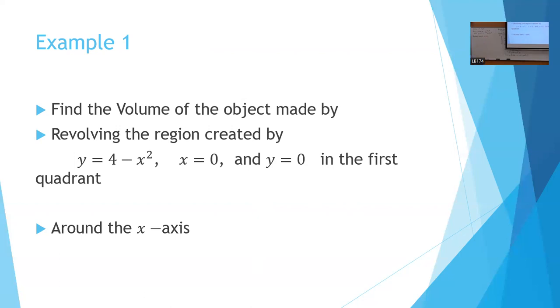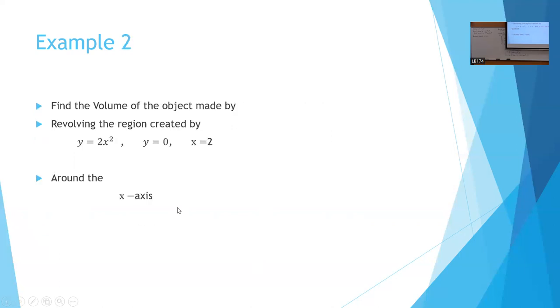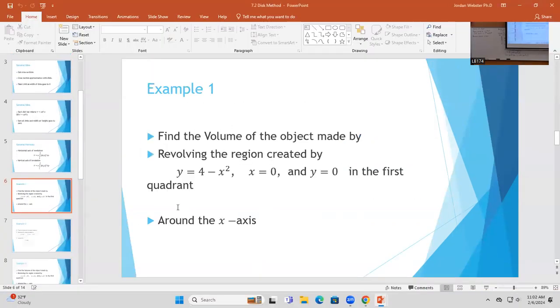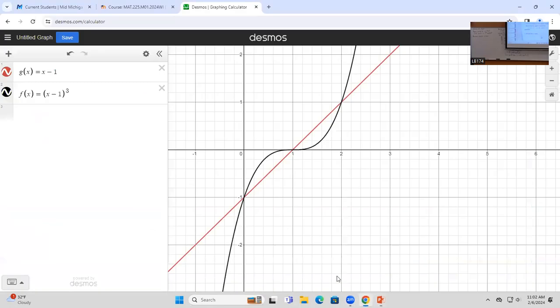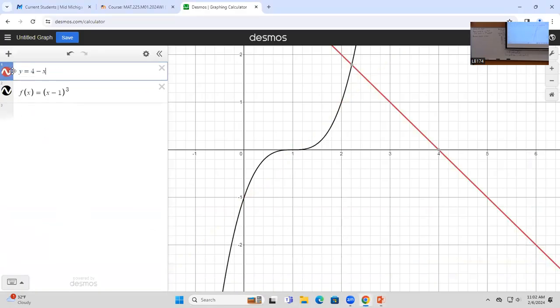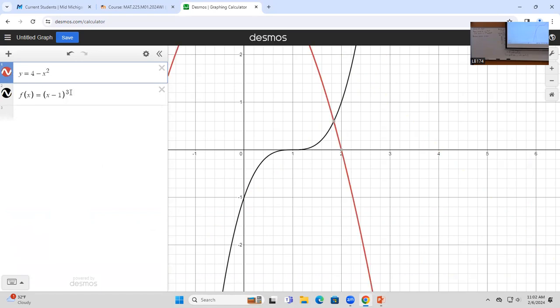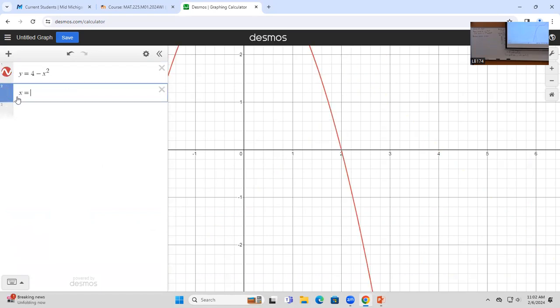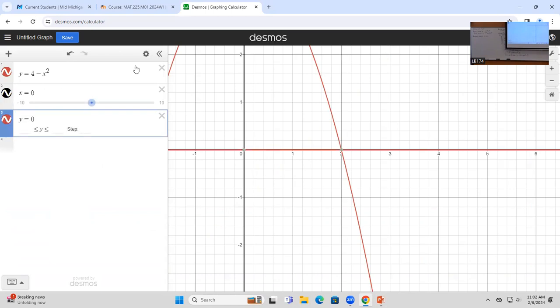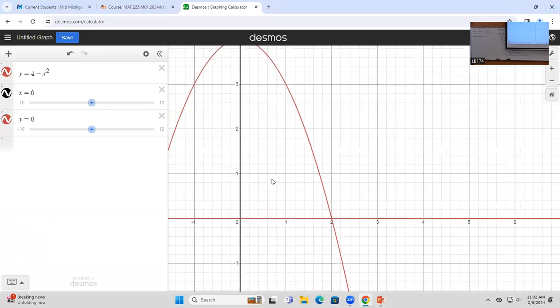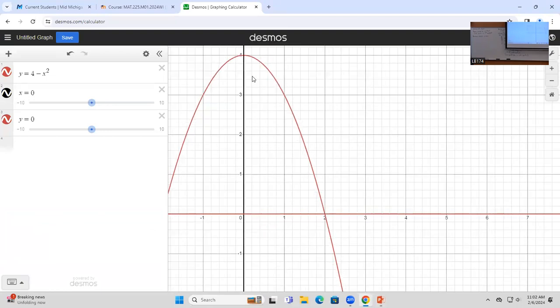Okay. Now, I'll draw this on Desmos and on the board as well. So y equals 4 minus x squared. X equals 0, y equals 0. And then it's in the first quadrant. So what we're looking at is this region here.